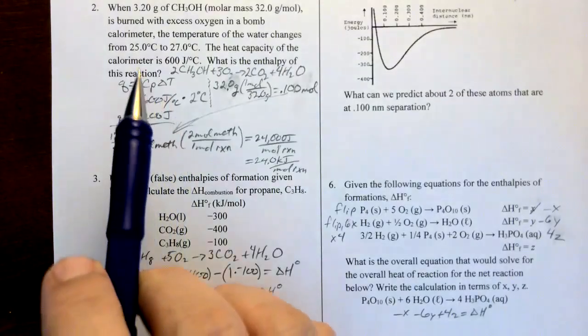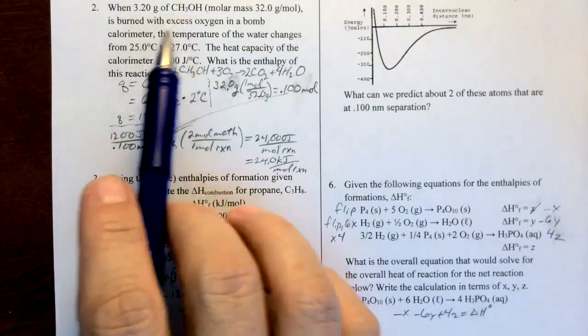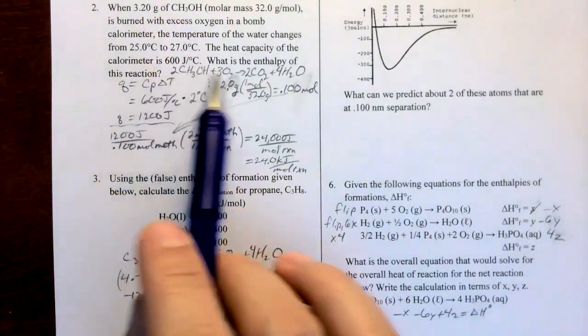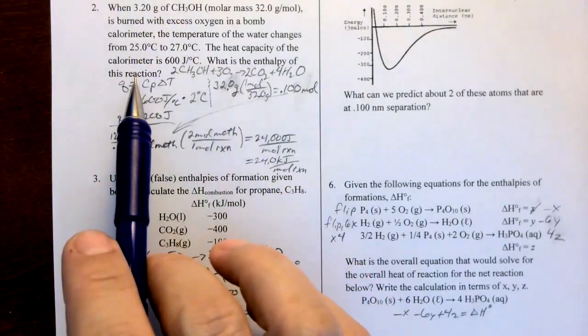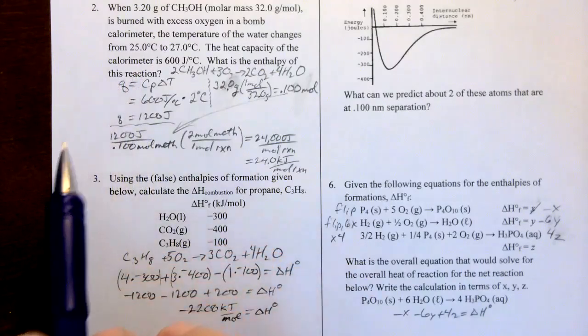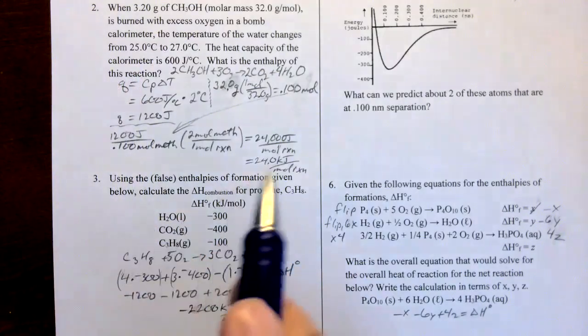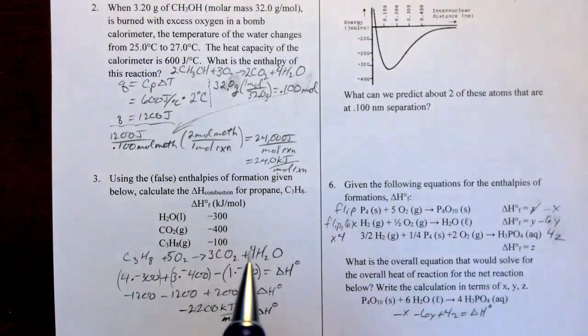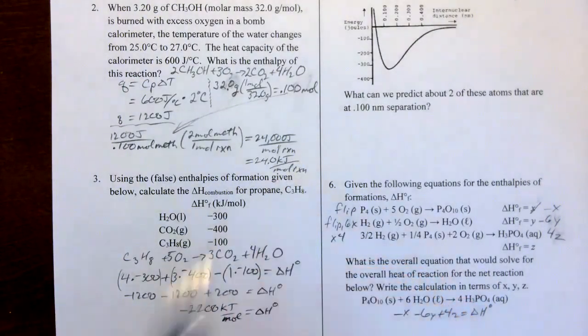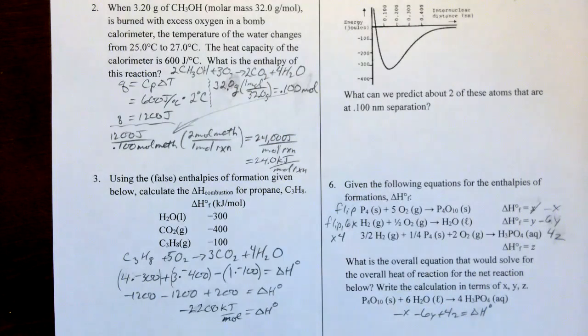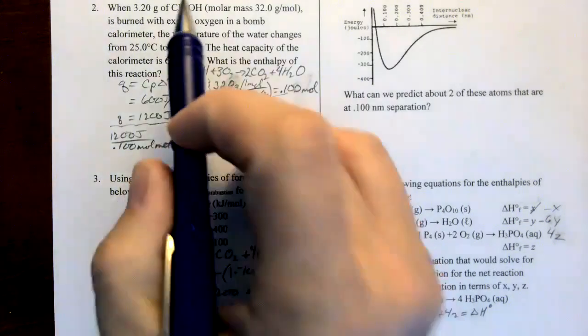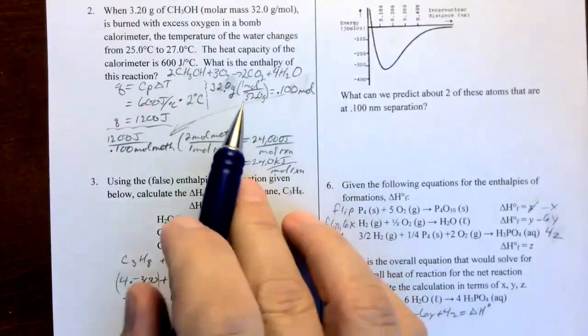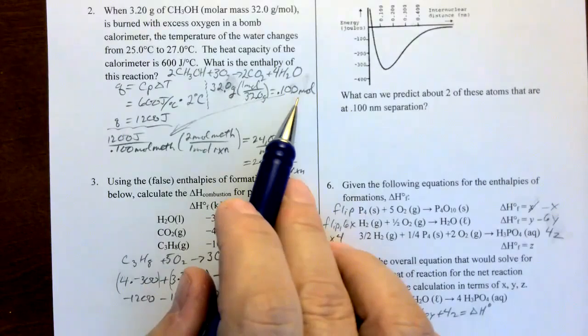Here we have a certain amount being burned, and we want the enthalpy of the reaction. So we want the standard delta H, the delta H standard. And that's measured in kilojoules per moles of reaction, and that's very key. We need kilojoules, and then we need moles of reaction. Now, the thing is, we don't know moles of reaction. What we can figure out from this is moles of chemical.